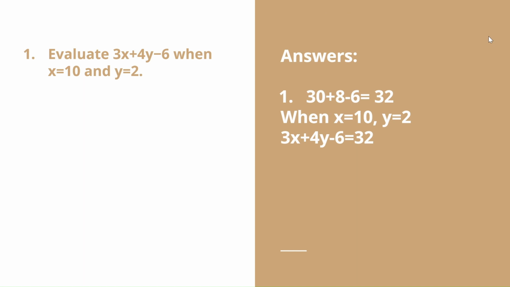Okay, the answer will be 30 plus 8 minus 6 equals 32, because 3 times 10 is 30, 4 times 2 equals 8. So the answer, you can write that when x equals 10, y equals 2, 3x plus 4y minus 6 equals 32.